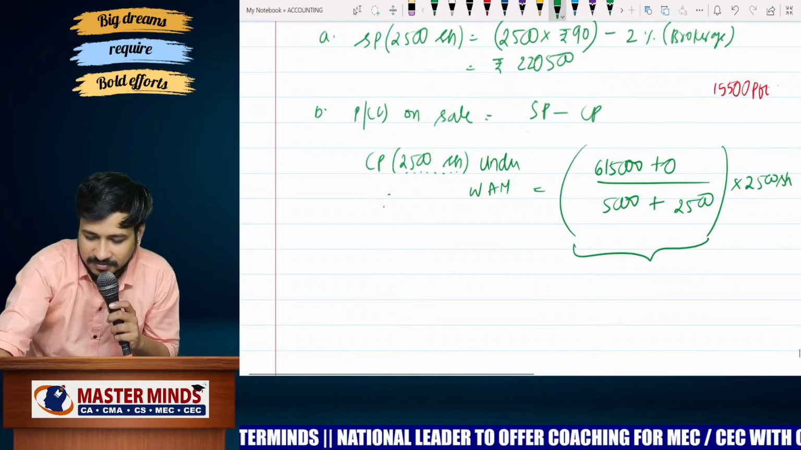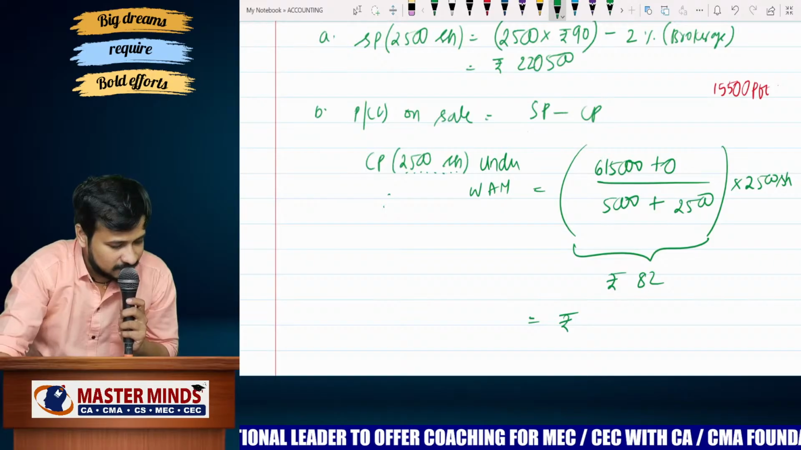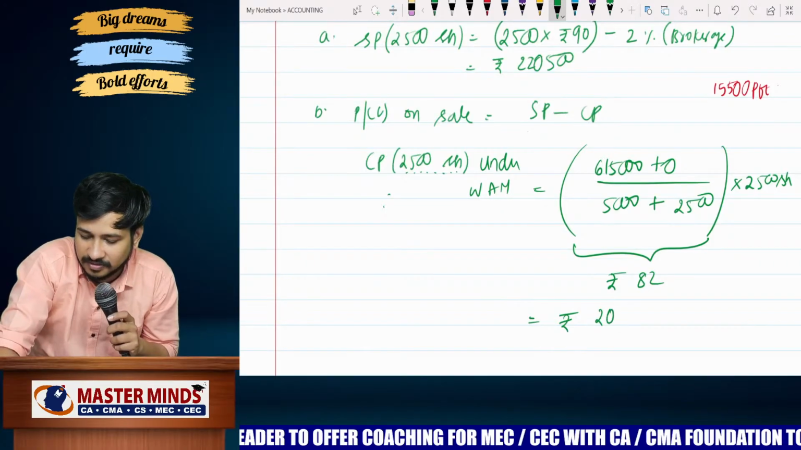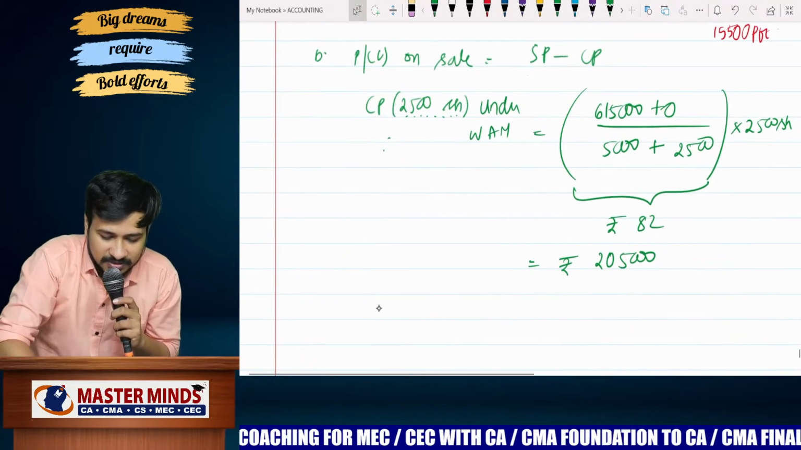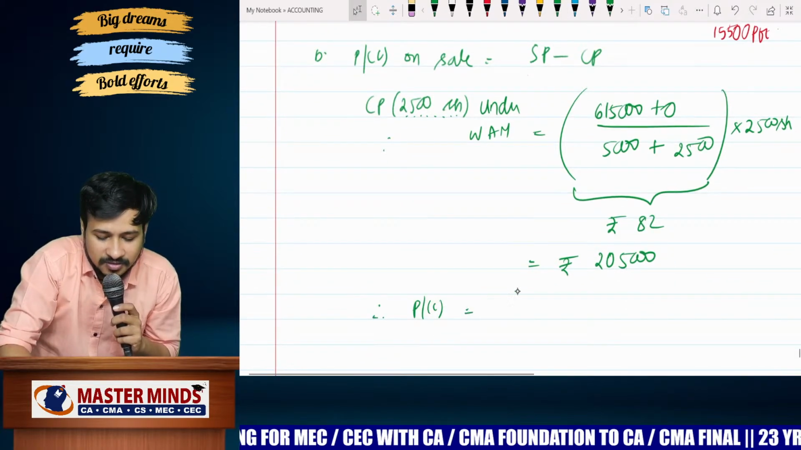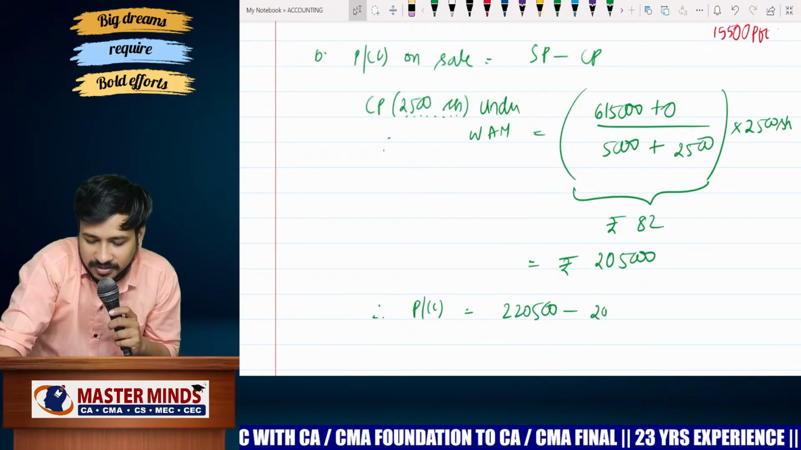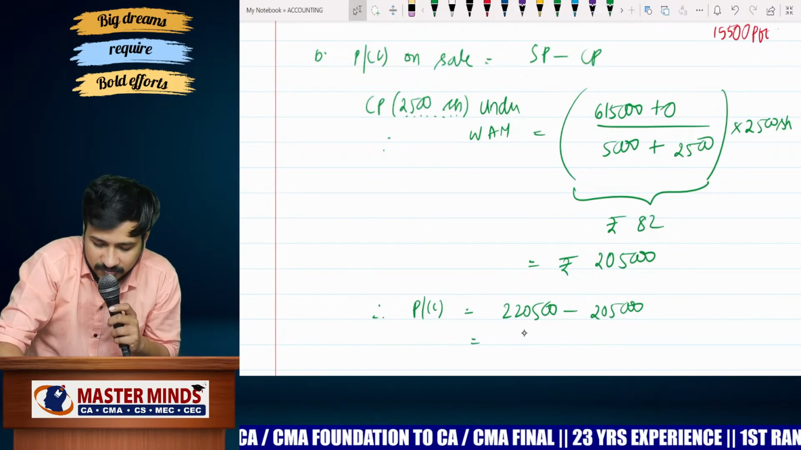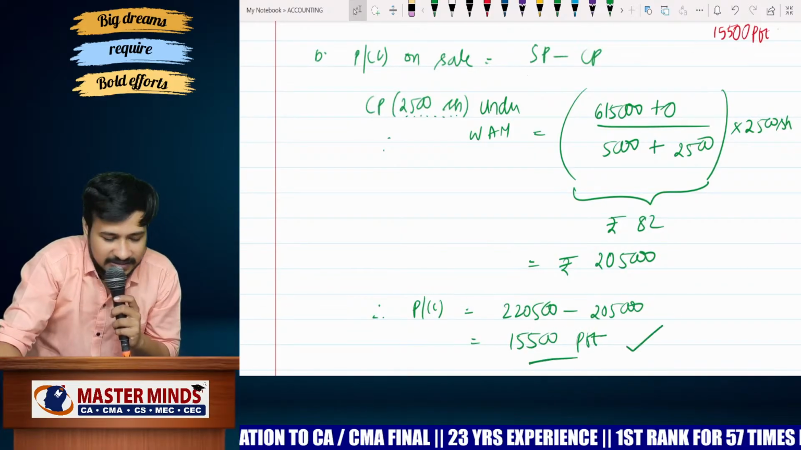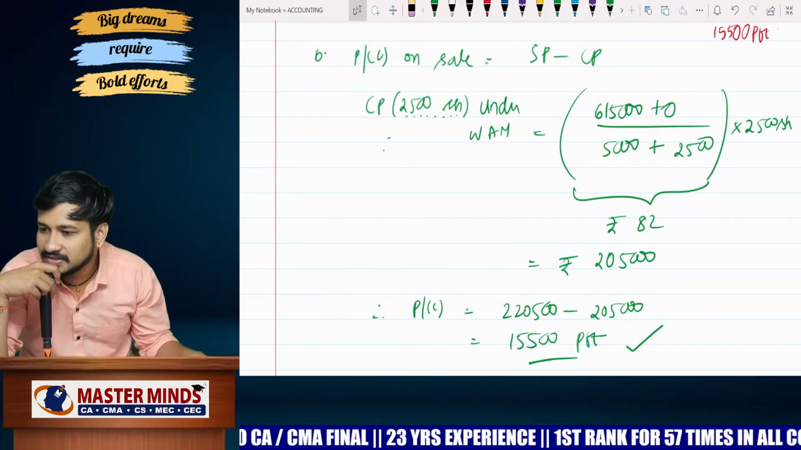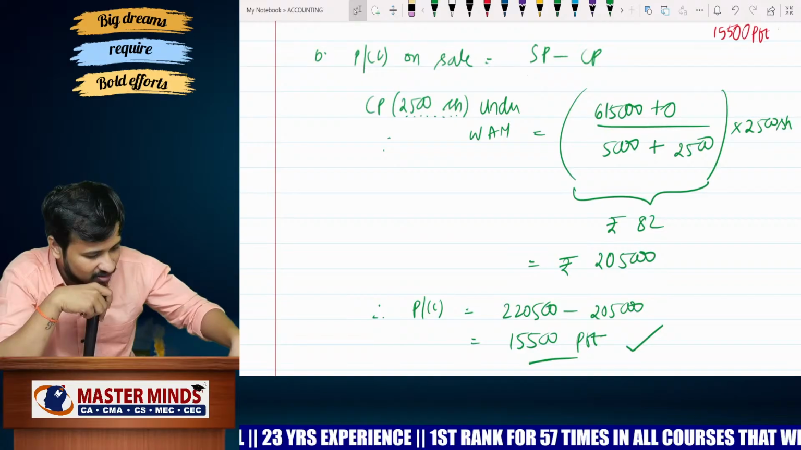What is this one? Into 2,500, which comes to 2 lakh 5 thousand, the cost price. Therefore, profit or loss is equal to selling price 220,500 minus cost price 205,000, which comes to 15,500 profit, which is the correct answer. Is it clear? But tell me why. Why this is correct, why that is wrong?